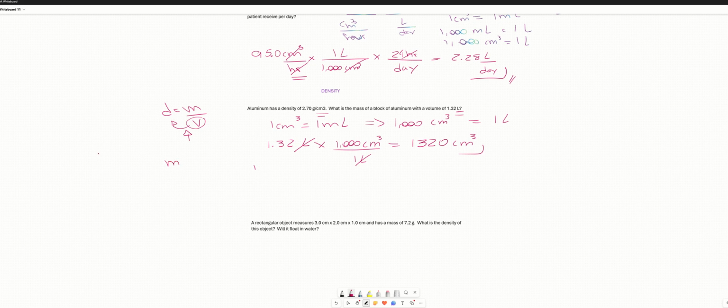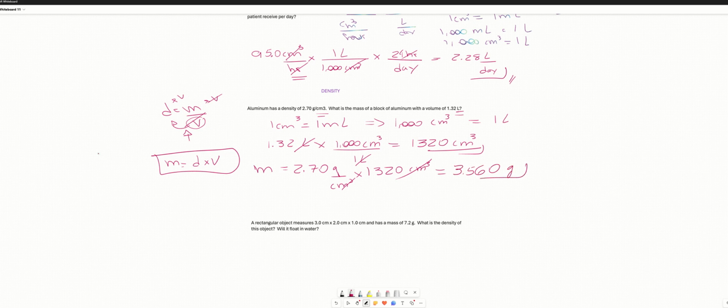Good. So now, density is mass divided by volume, so I pass this to the other side and multiply volume on this side. So this cancels with this, and I have mass equal to density times volume, right? So mass will be the density. Always use the unit so you don't get confused. And I'm going to multiply by the volume, 1320 cubic centimeters. So you can cancel, and we're going to have grams, which is 3560 grams. Good.